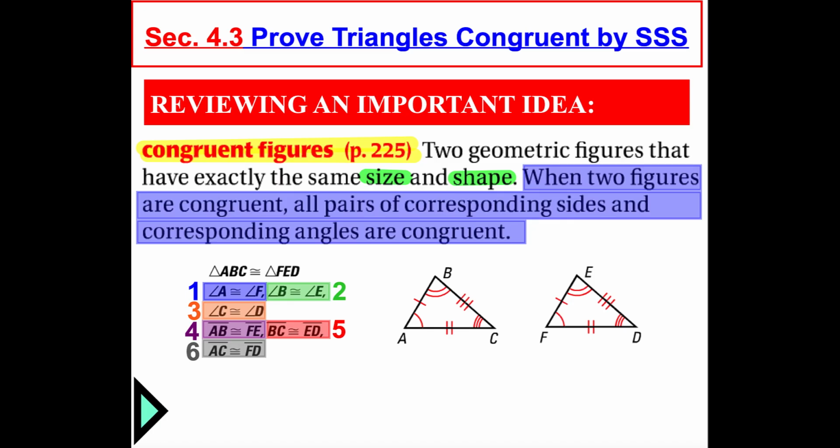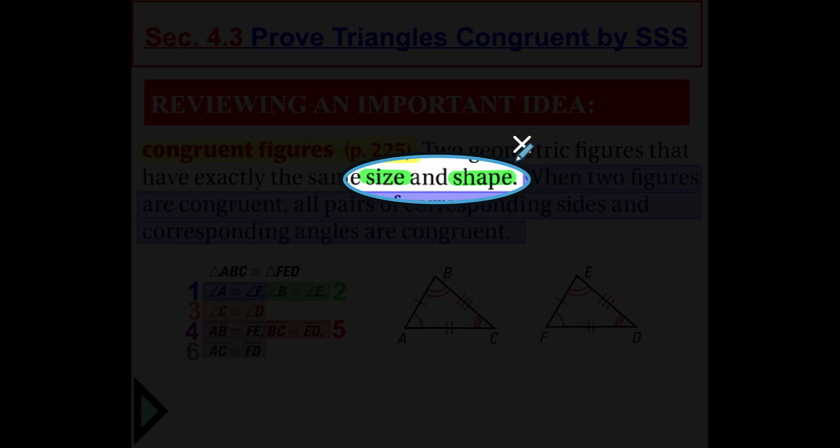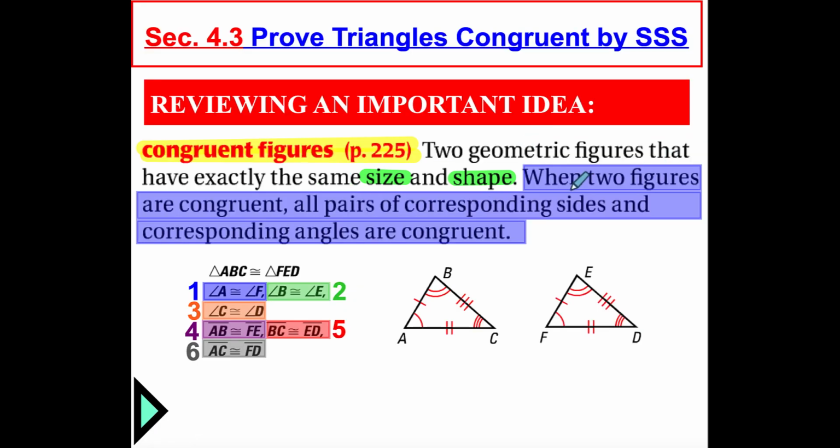Congruent figures. What are congruent figures? 2 geometric figures that have the exact same size and shape. Check that out, right? We're talking about not just exactly the same shape, but also the same size. That's a huge differentiation between what you're going to talk about later in the semester when we talk about similarity. Now, to achieve that, we have to have our 2 figures with all congruent parts, corresponding parts, okay? Every single corresponding angle, every single corresponding side has to be the same.